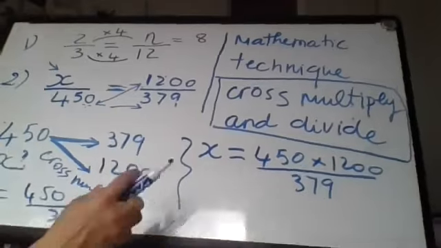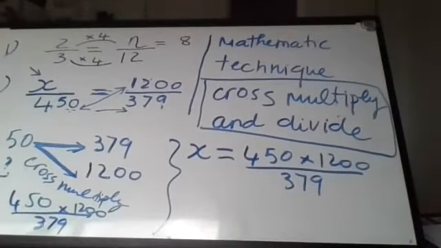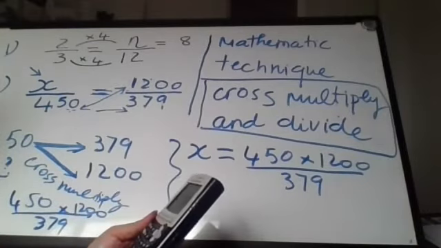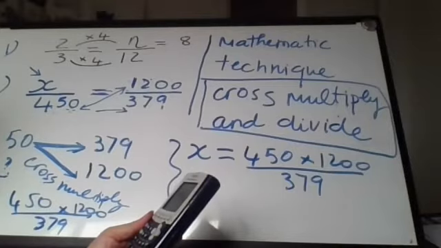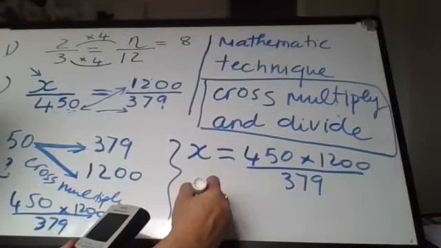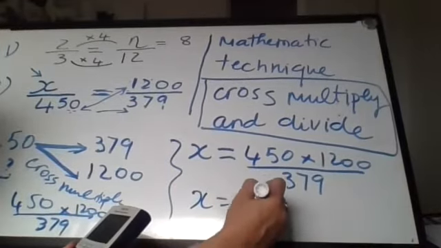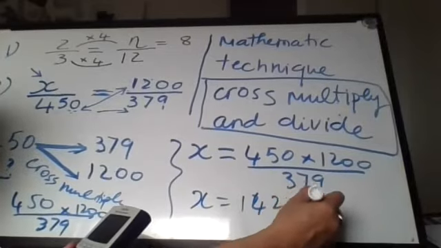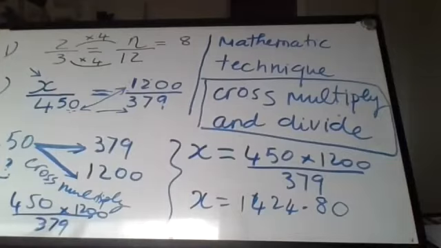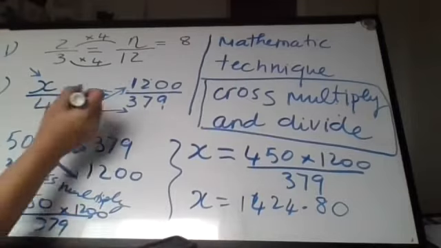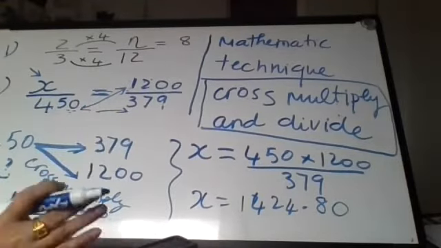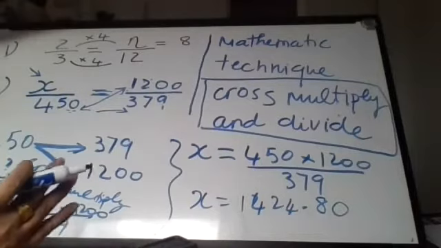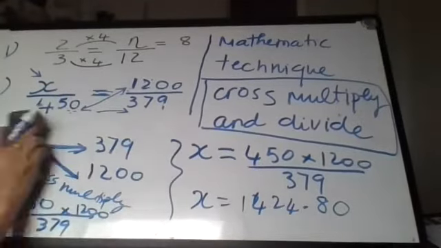This we call a ratio. So let's say 450 times 1,200 and divide by 379. The answer for x is 1,424.80. That's how the answer works. And you can see that for a big answer like this, you have to know the technique, which is cross multiply and divide to get it. You cannot guess what times what equals a big number like that, right? Okay.